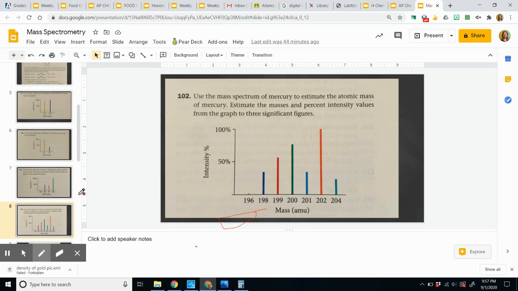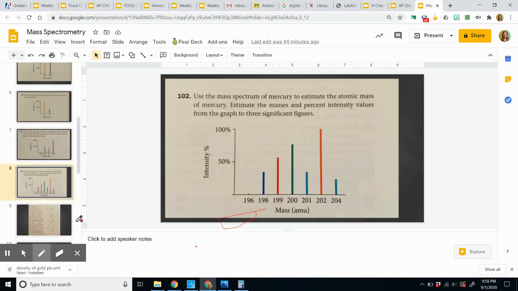Okay, use the mass spectrum of mercury to estimate the atomic mass of mercury. Estimate the masses and percent intensity values from the graph to 3 significant figures. This is the last one of this type. Okay, so let's go ahead and go through this one. It's going to be a doozy, just like the last one. Hopefully we get it right this time.